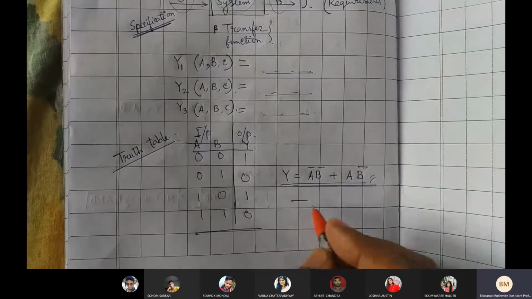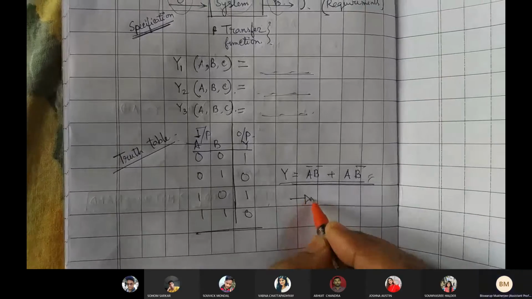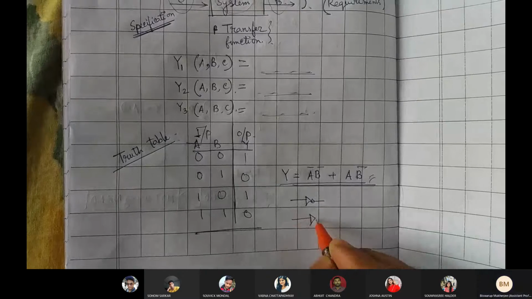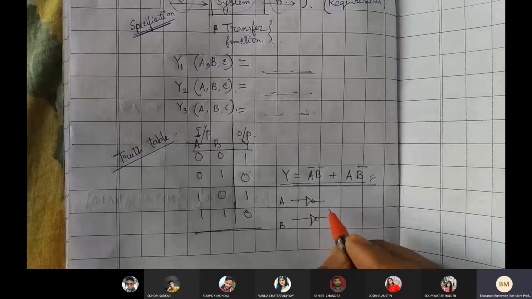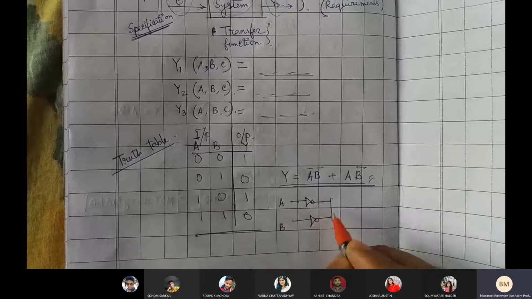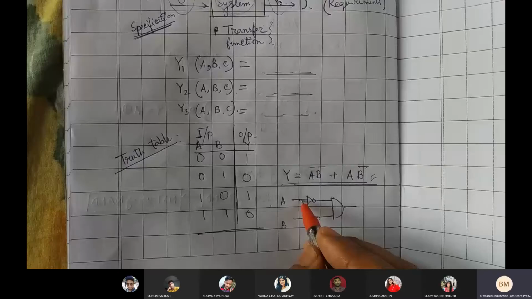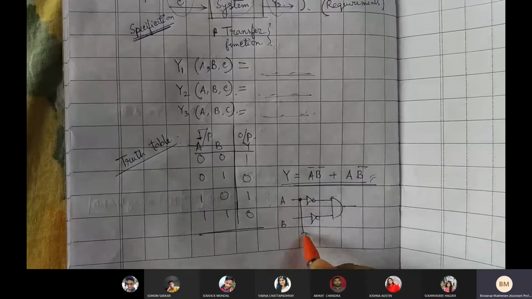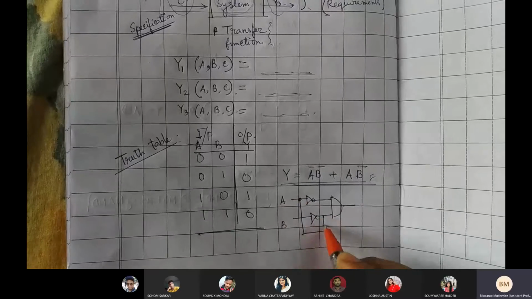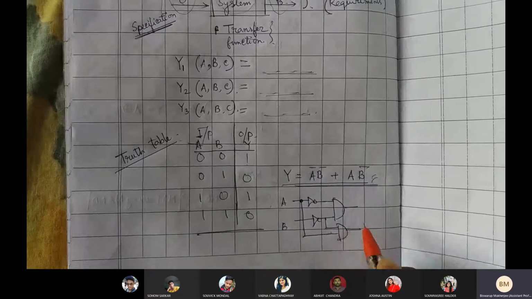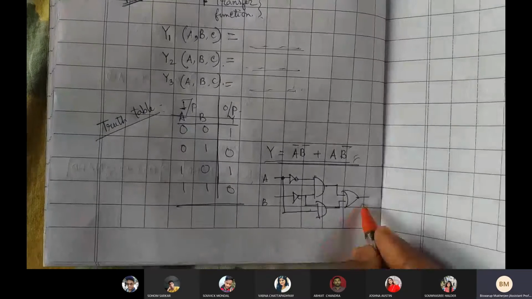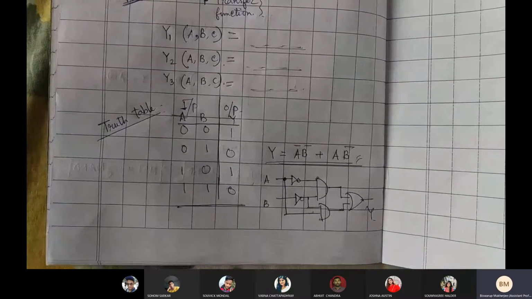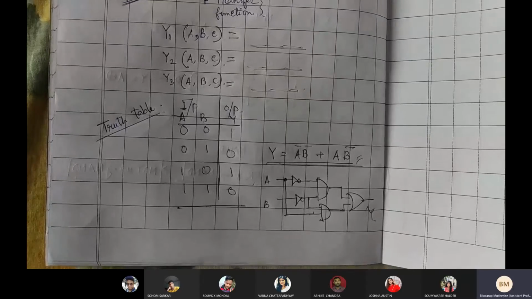Likely maybe I am having A bar, then B bar. Fine. So this is A, this is B. So A bar, B bar is coming right over here. Then I am having some AND gate within that. And I am also having maybe one A, one B bar, another one there. So another AND gate. And finally, we are having the OR gate. Maybe I am making the circuit. And once you have drawn the circuit, your task is over. Your work is finished. What next?